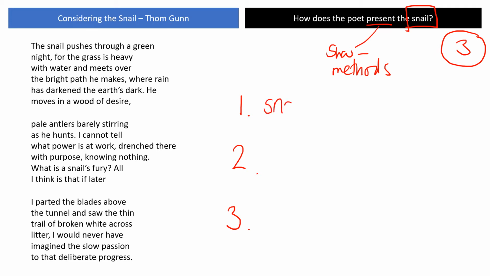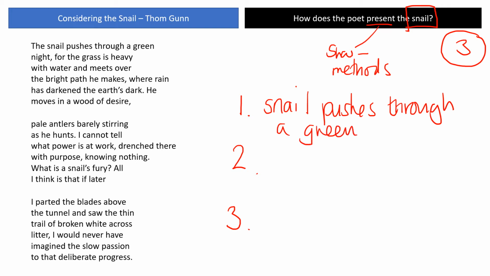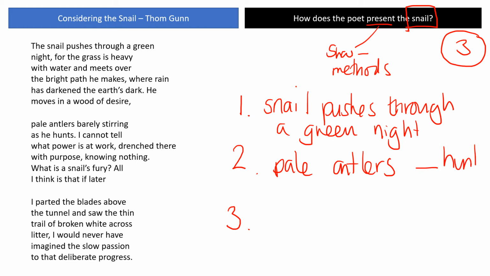is the snail pushes through a green night. And then my second image is I'm going to have this pale antlers, linking into that and the hunt there. So that's my second image.